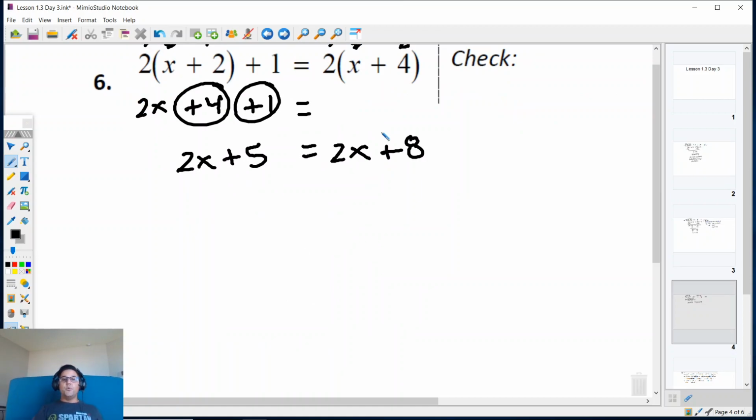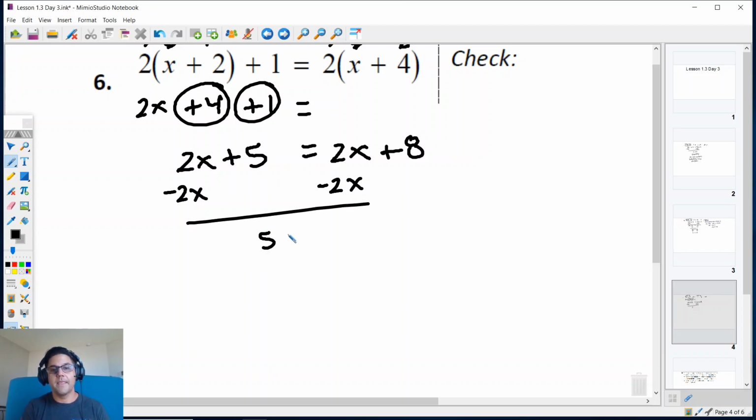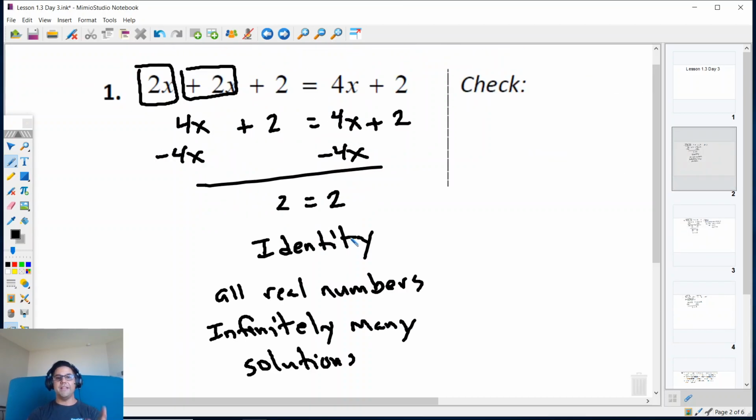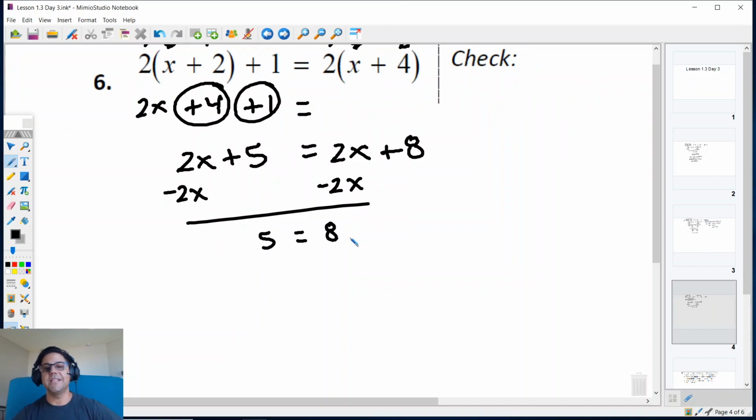So this one, 2x and 2x, yeah, those are the same, but if you notice, 5 and 8 are not. So if I were to go ahead and move the variables by subtracting, at least on this problem, I would get 5 is equal to 8. Now on problem 1, I had 2 is equal to 2. That was still an identity. This time, 5 is equal to 8, which is a false statement. That is not true, which means no solution. That's the only answer.